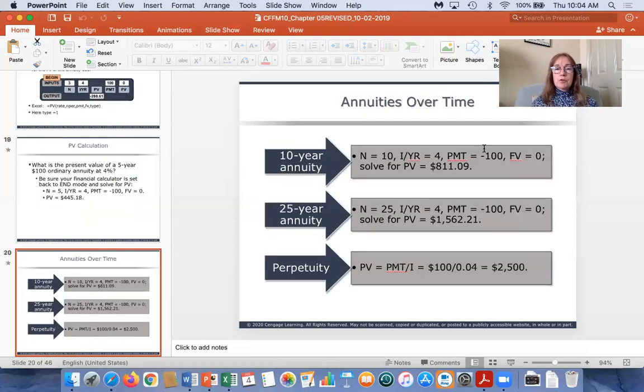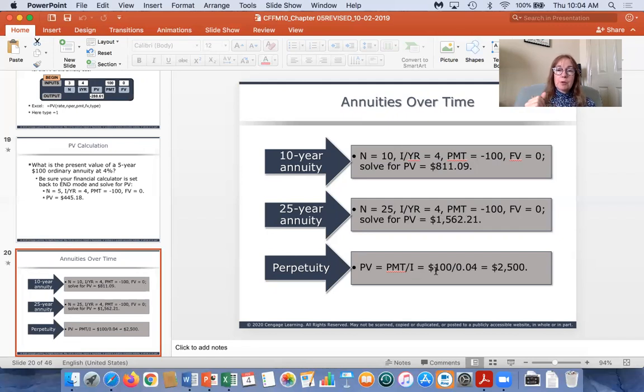Okay, this just shows annuities over time. A 10-year annuity: if you wanted to withdraw $100 for 10 years, it would be $811 that you'd have to put up. If you wanted to be able to withdraw $100 for 25 years, it would be $1,562 that you'd have to put up. What if you wanted to withdraw $100 forever?